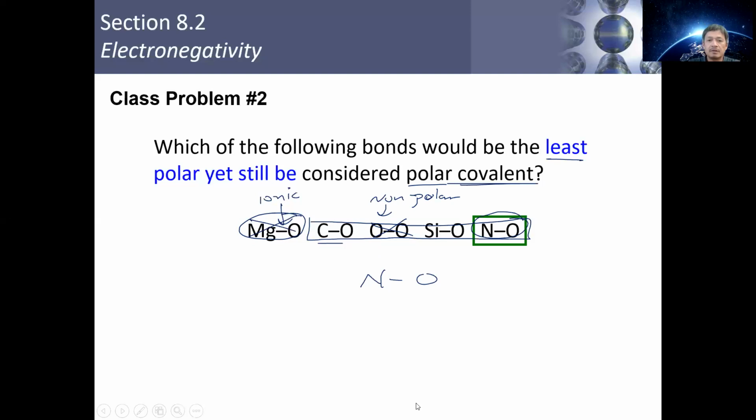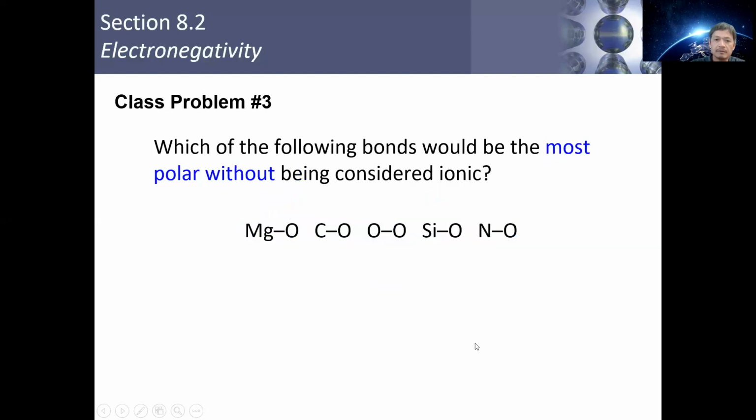All right, so let's continue on and let's see what else we have. Okay, let's take a look at number 3 here. Same thing, answer the question, and this time we want to find the most polar without being ionic. So with that said, that's ionic. Can't use that one. This is non-polar. That can't be an option. So the 2 atoms that are furthest apart would be silicon and oxygen here. That would be your most polar bond.